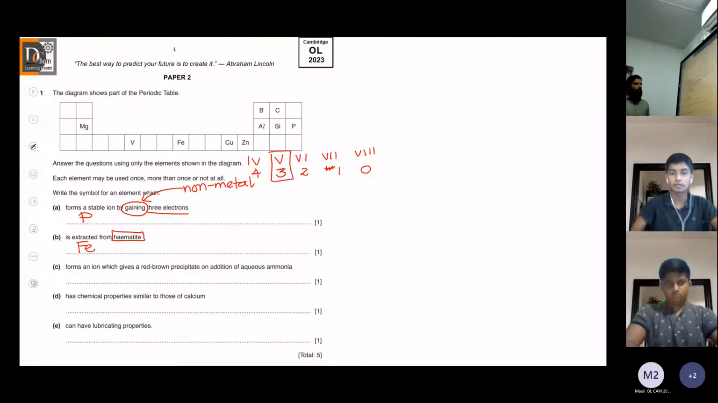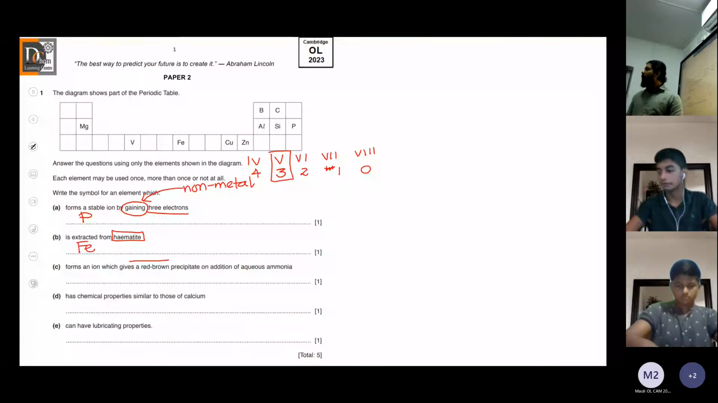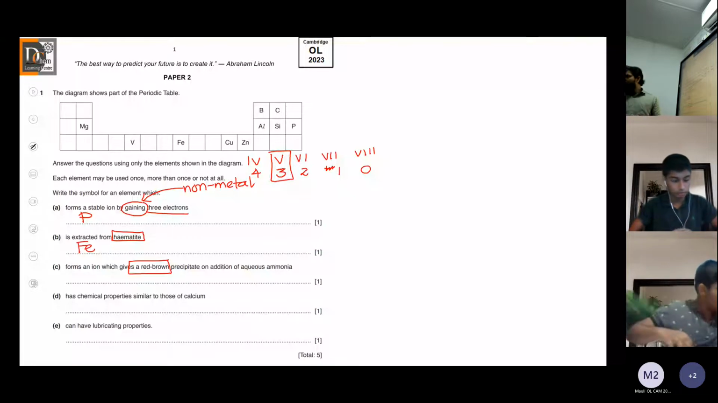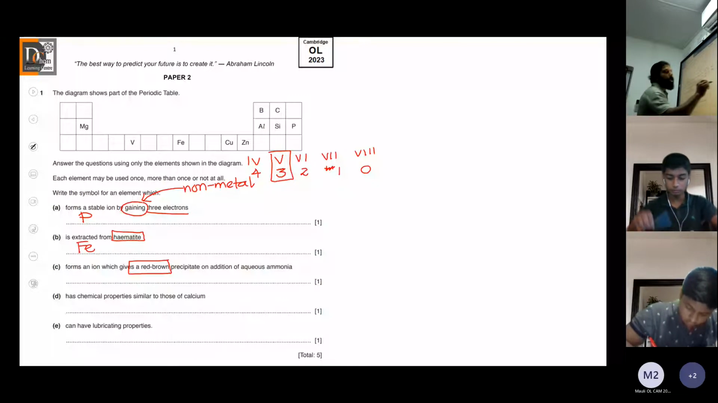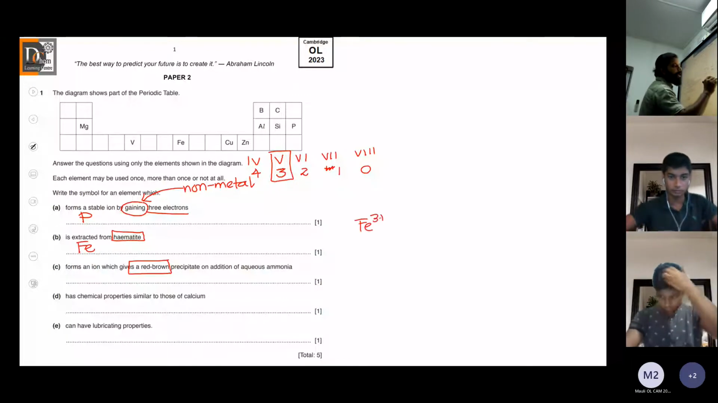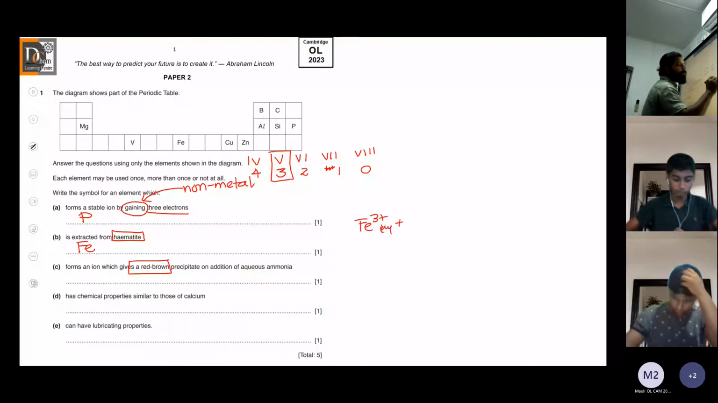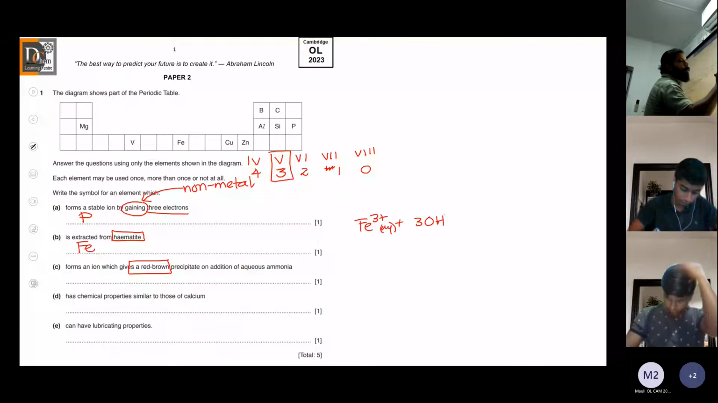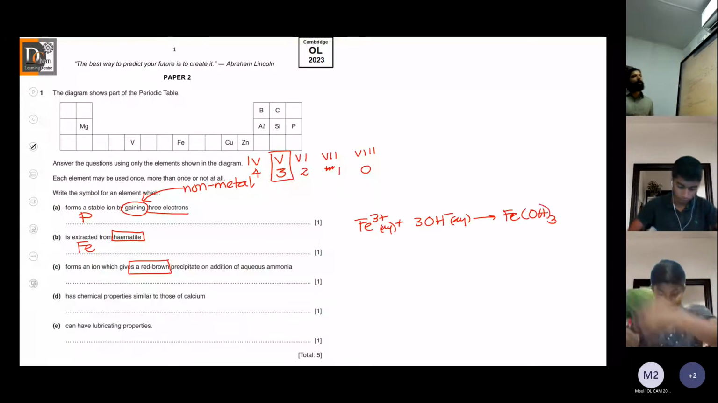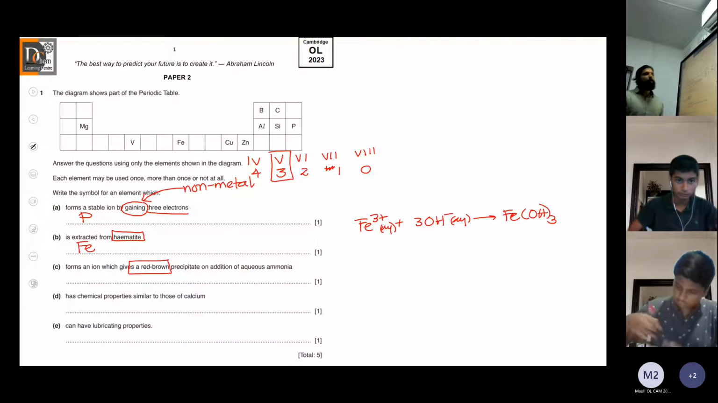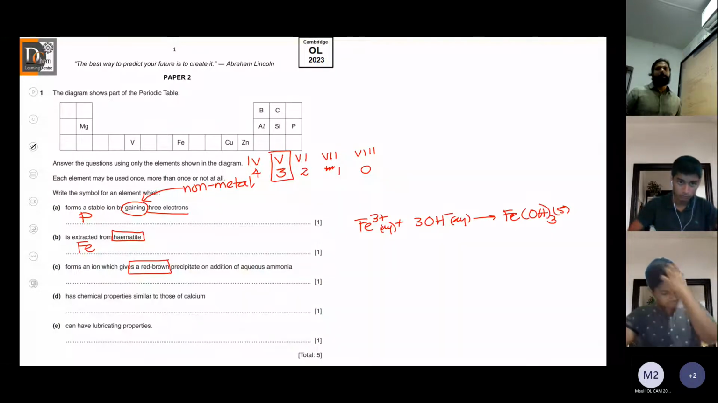Forms an ion which gives a red-brown precipitate. Red-brown precipitate. The color of hemoglobin, right? That means it should contain Fe3+ iron, right? Fe3+ is the cation that gives you the red-brown precipitate. In qualitative analysis, you get iron(III) hydroxide. Iron(III) hydroxide. Okay, you need to write those things, right?